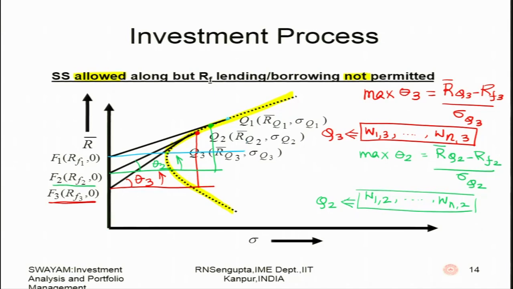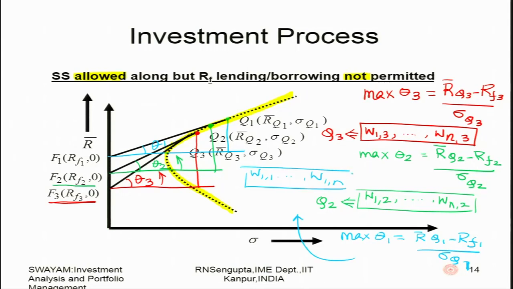Similarly, when I use a different color, blue, I come to RF1, this is Q1, this is the angle theta 1. When I solve it, again I will have maximization of theta 1 equal to R bar Q1 minus RF1 divided by sigma Q1. That will give me W1,1 till W1,n, and immediately I can find out the point Q1, because I am able to find out R bar Q1 and sigma Q1.